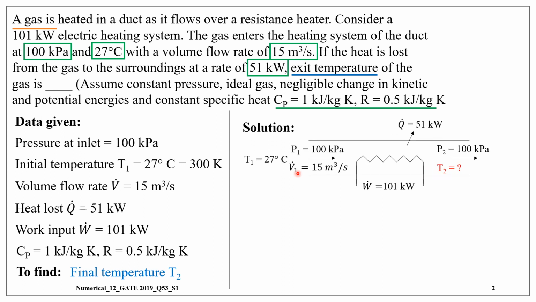A pictorial representation of the problem statement is given here. So there is an electric heater and air flows through the duct. The initial conditions are shown here. And we need to find out the final temperature. The work input for the electric heater is 101 kilowatts. The gas loses a heat of 51 kilowatts to the surroundings.